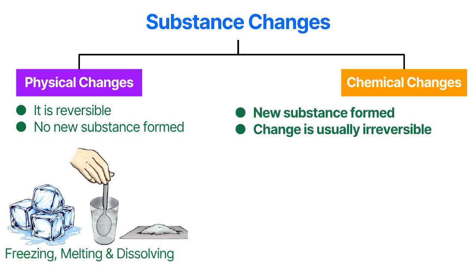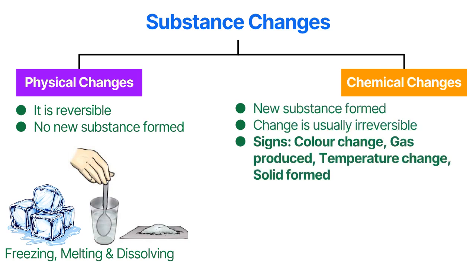In contrast, let us now move to chemical changes. A chemical change occurs when a new substance is formed. This new substance has different properties from the original material. As a result, chemical changes are usually irreversible. Note, if a new substance is formed, the change is chemical, not physical.